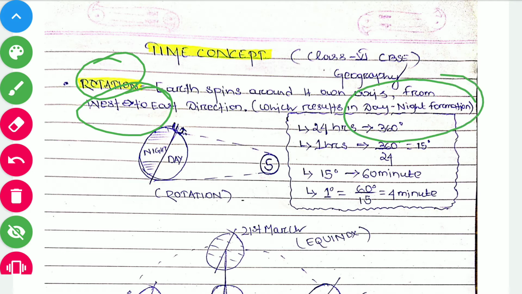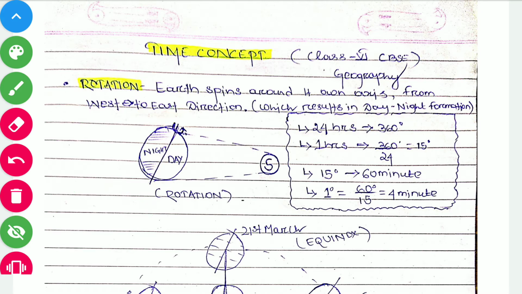Again, the shape of the Earth is geoid. As it is geography, we say the shape of the Earth is geoid. But mathematically, we can say it is oval or circular. And the Earth takes 24 hours to cover 360 degrees. As it is a circular shape, from the starting point it will again reach the starting point. It will cover 360 degrees. So that's why the Earth takes 24 hours to cover 360 degrees.